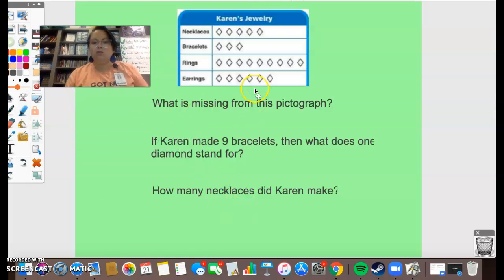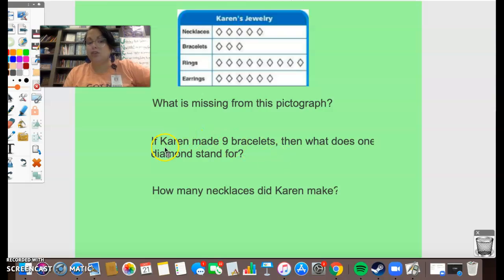Okay, here they just want to know on this one what's missing from this pictograph. What do we need to be able to analyze this data? We have a title, we have the categories, we have the pictures, but do we know what each diamond stands for? No, there's no key. We have to have the key to be able to analyze this data because each diamond shape might mean 1, but it might mean 5, and that's totally different.